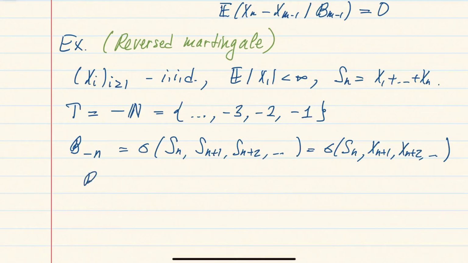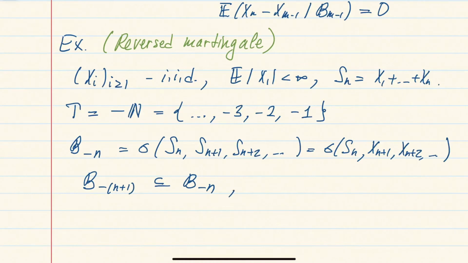If you take one step to the left, you go to -n+1. In your definition, you exclude the first sum. So that's a sigma algebra generated by one less sum, so it becomes smaller. So it is included in the sigma algebra B_{-n}. So you have the increasing property with respect to the usual order on the integers.